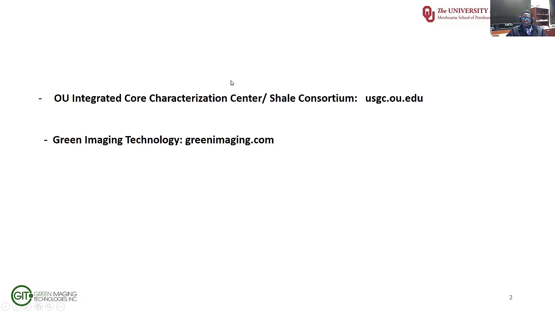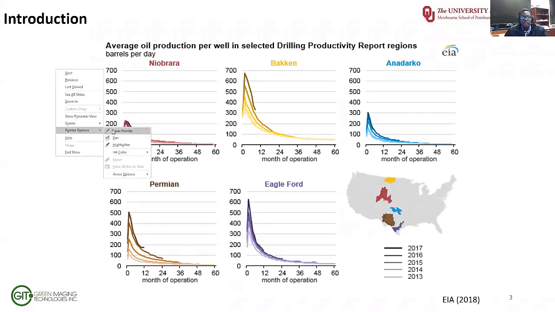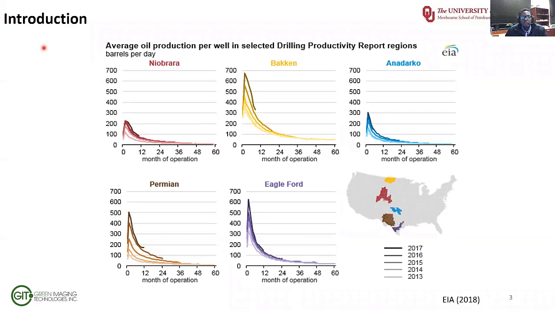All right. So now we can move on and actually start our talk. But before we get into the actual NMR applications, it might be beneficial to review why we even do EOR, or why we are even interested in EOR in shales in the first place. We can see on this figure by the EIA the oil production per well in several unconventional shale plays: the Niobrara, the Bakken, the Anadarko Basin, Permian, and Eagle Ford.